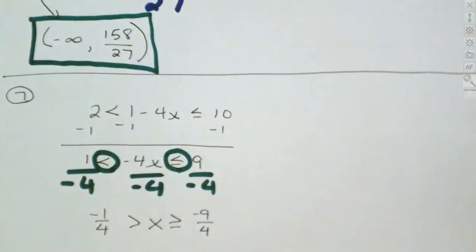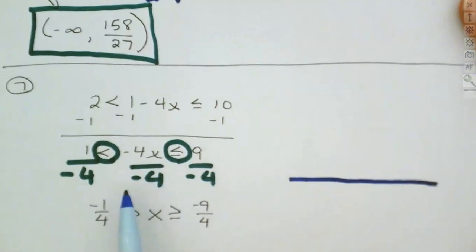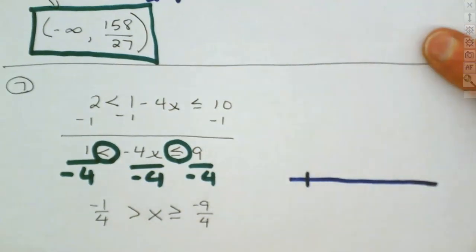Now, when you put them on the number line, make sure that they are in the correct order. Notice we switched the inequality symbols, right? And which one's smaller? Negative 9/4 is a smaller number, so it's on the left. So make sure you put them in the right order. So negative 9/4 goes here. The negative 1/4 goes over here.